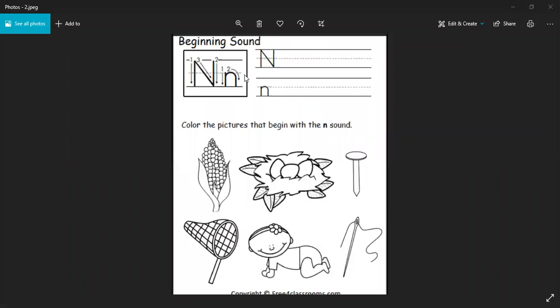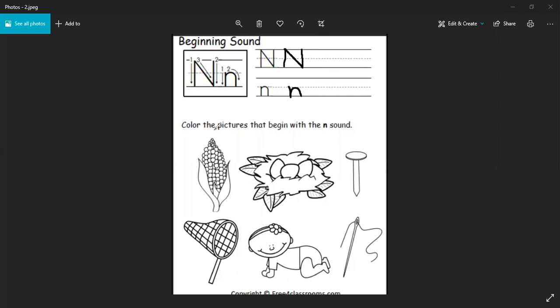Yes. Beginning sound of N. What is the sound of N? N. You take pencil. First two lines you have to write capital N and small n, two times. Okay. Here N, and here N. You write three times. Okay.